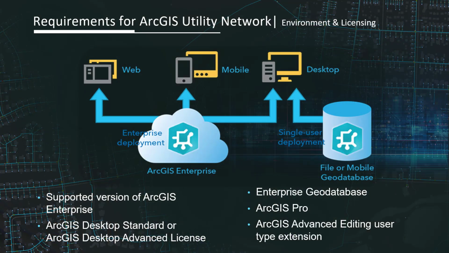And so we do require a supported version of ArcGIS Enterprise as well as an enterprise geodatabase. And then in order to manage and maintain and deploy your utility network, you do also need to utilize ArcGIS Pro. From there, in terms of licensing, you'll still need to have your same Esri user type licenses. And then you will also need to have the ArcGIS Advanced Editor user type extension to utilize all the functionality that comes along with the utility network.